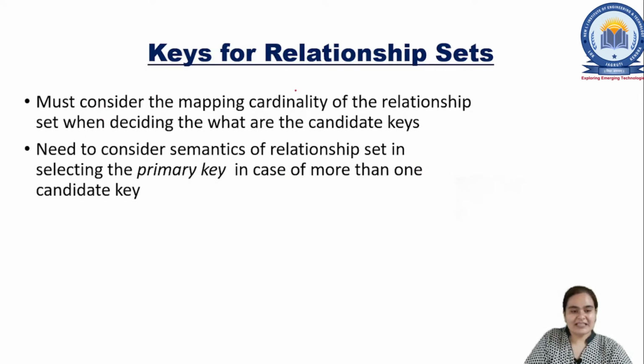Now, we must consider the mapping cardinalities of the relationship set for deciding the candidate keys. We need to consider the meaning of the relationship set as well for selecting the primary key. In case we have more than one candidate key, we should go by the semantics of the relationship set, which will make the primary key easily identifiable.